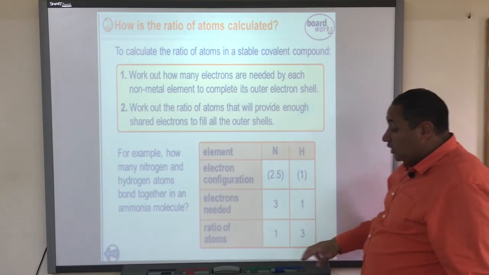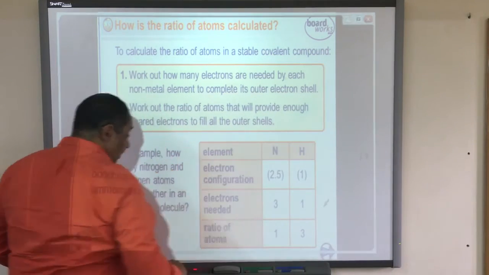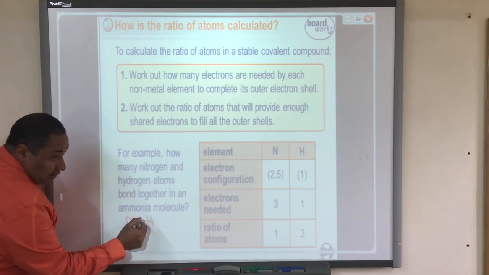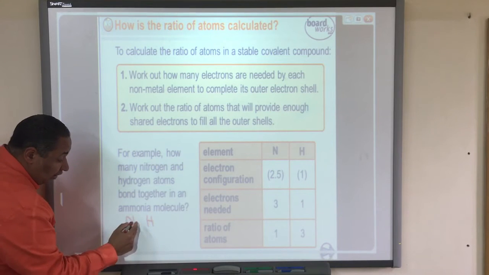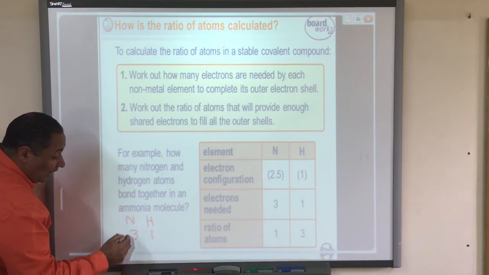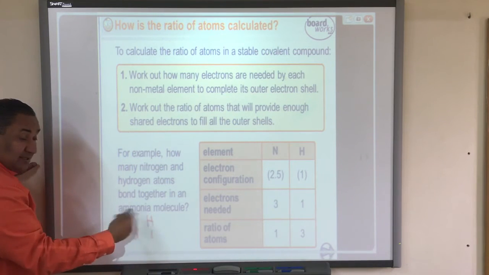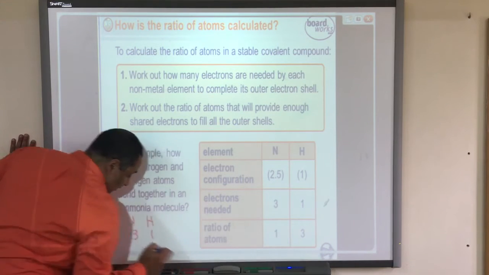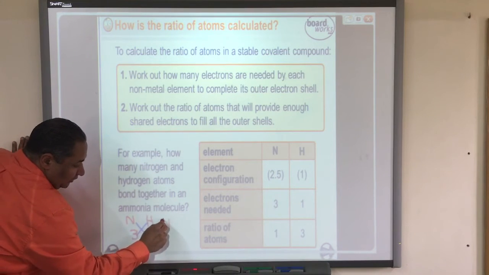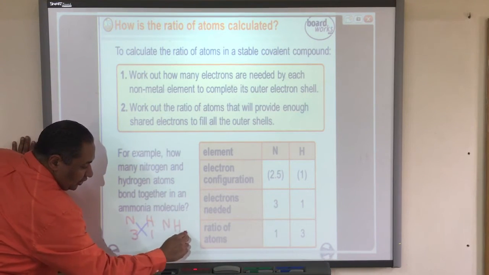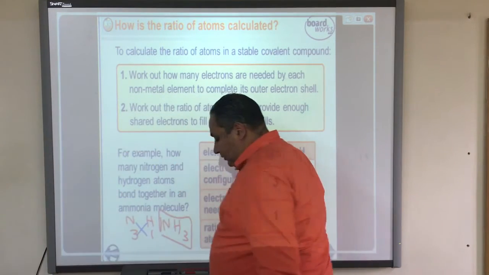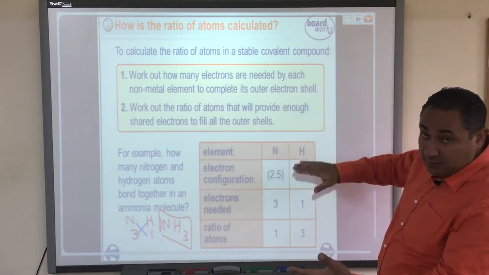What does this remind you of? It is the crisscross, guys. Crisscross. You remember the crisscross? N, H. In the third page in your formula sheet, you will find that N has 3, hydrogen 1. And when we want to combine these elements together, we do this. Cross. And the final result is N1H3. This is how it works. Okay, you got this?